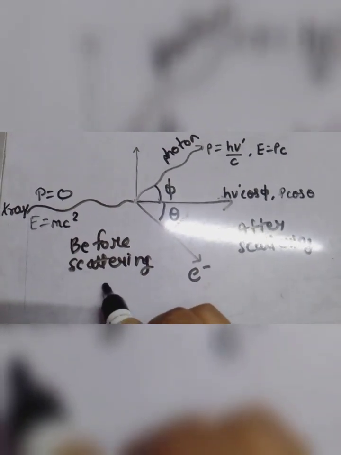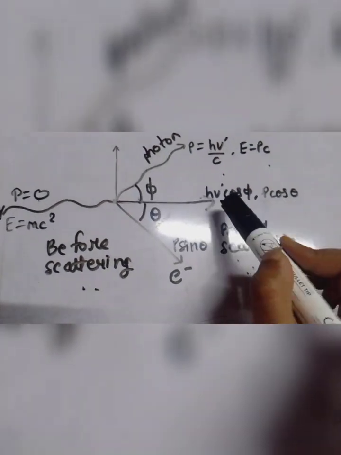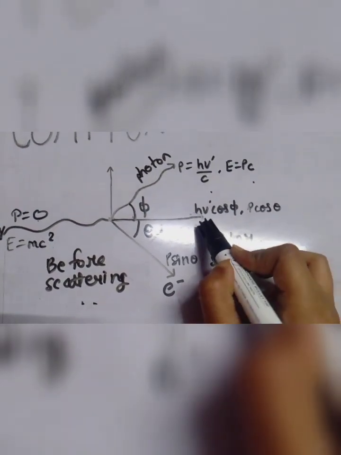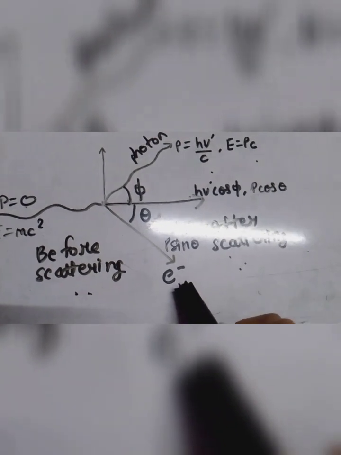Before scattering, this is the view, and after scattering, this is the view and its components. This photon has momentum h mu dash upon c. Now this is the x component and this is the y component, meaning this is the cos phi component and this is sin phi. So along x it is h mu dash upon c cos phi and p cos theta, and for the electron this is p sin theta.